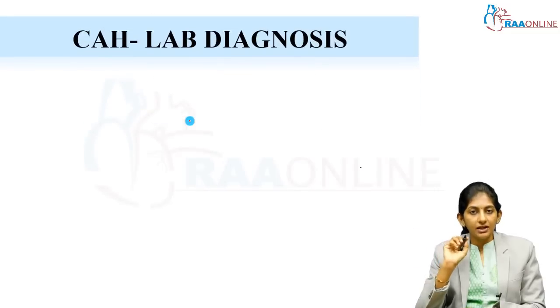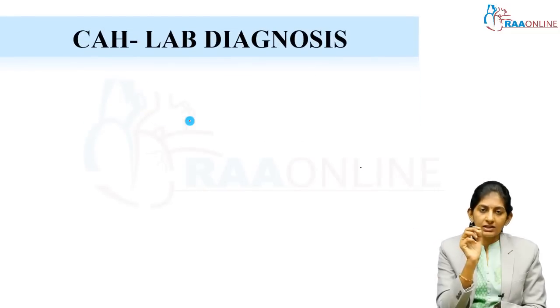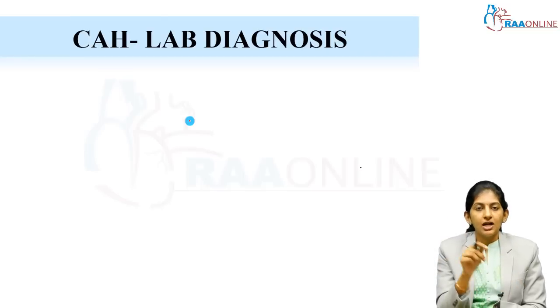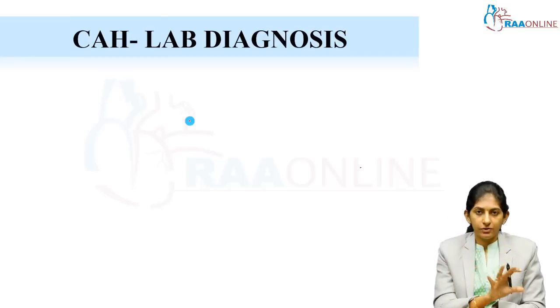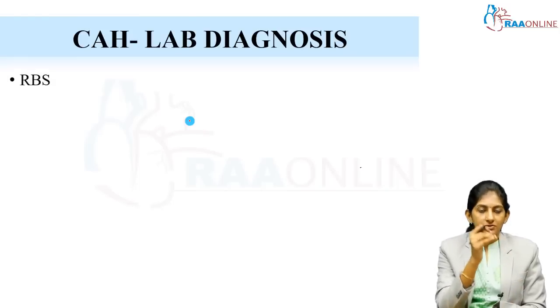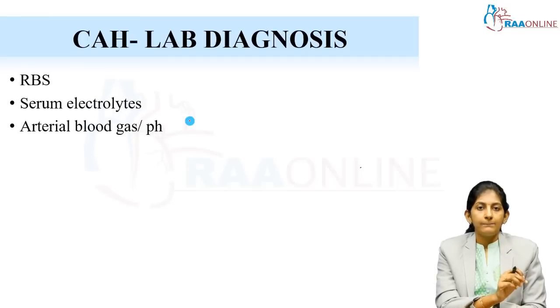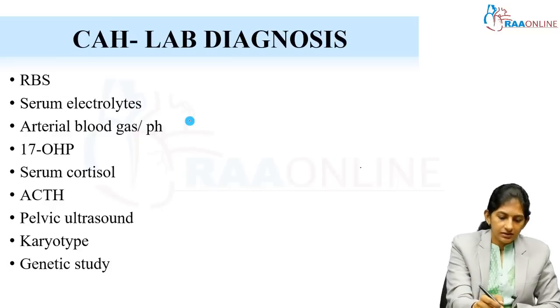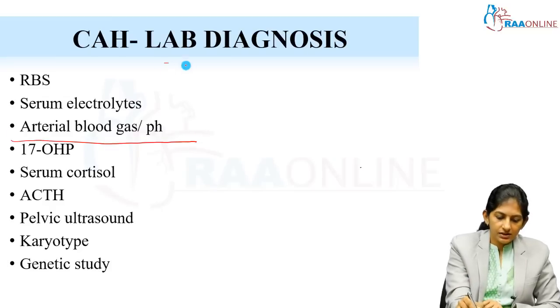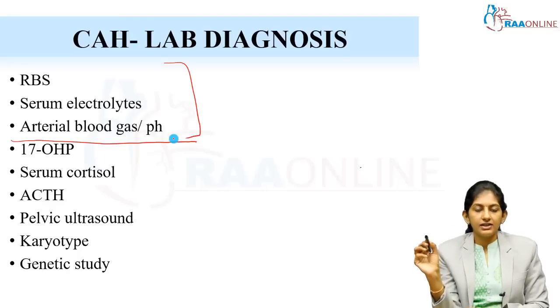So how do you diagnose? Already I told you, in the salt wasting crisis, when the baby is admitted, just recall the baby picture that I have shown. So you have done all the labs, you have found out that this is a salt wasting crisis. But how do you confirm the diagnosis? Some of the things that we routinely do: random blood sugar, electrolytes, arterial blood gas. This we routinely do, isn't it?